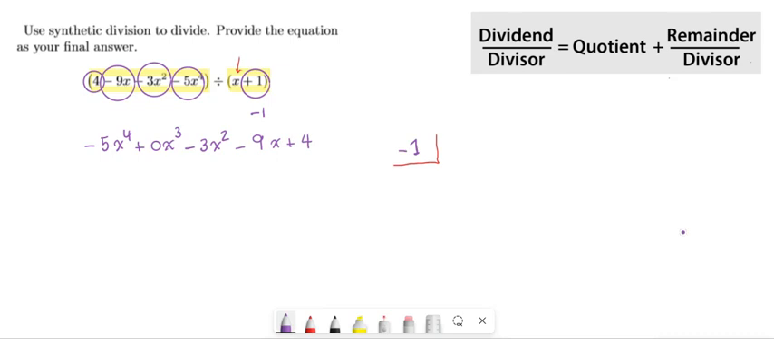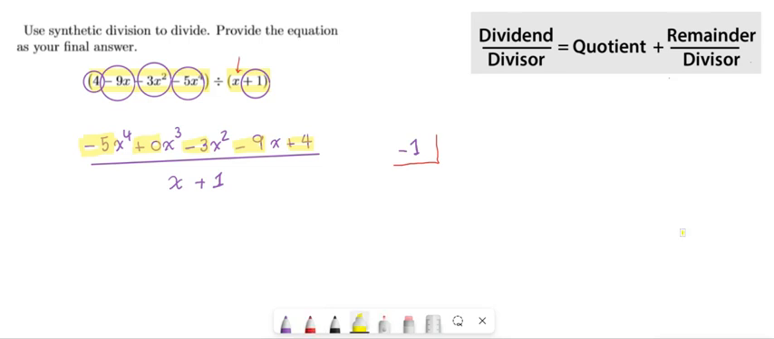So if I want to write this division vertically, it will be minus 5x to the 4th plus 0x cubed minus 3x squared minus 9x plus 4, divided by x plus 1. Okay, so now what do I need from the dividend? I need just the coefficients, in the following order: minus 5, then 0, then minus 3, then minus 9, and then 4.